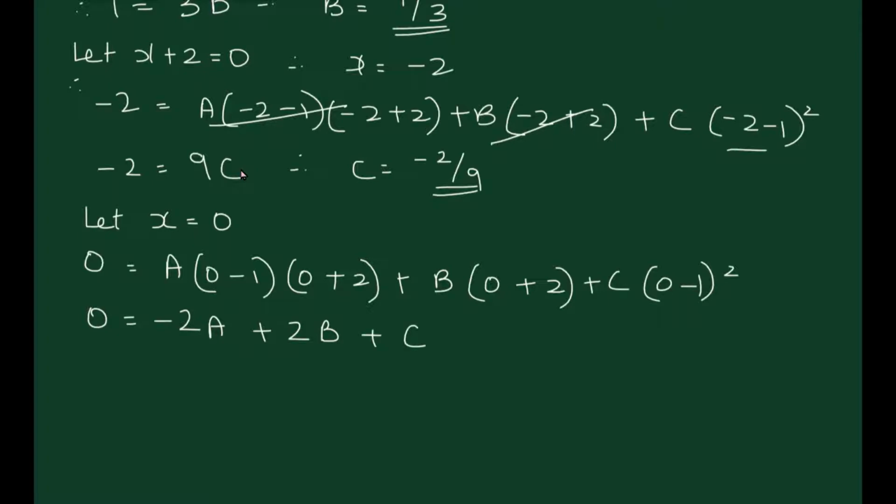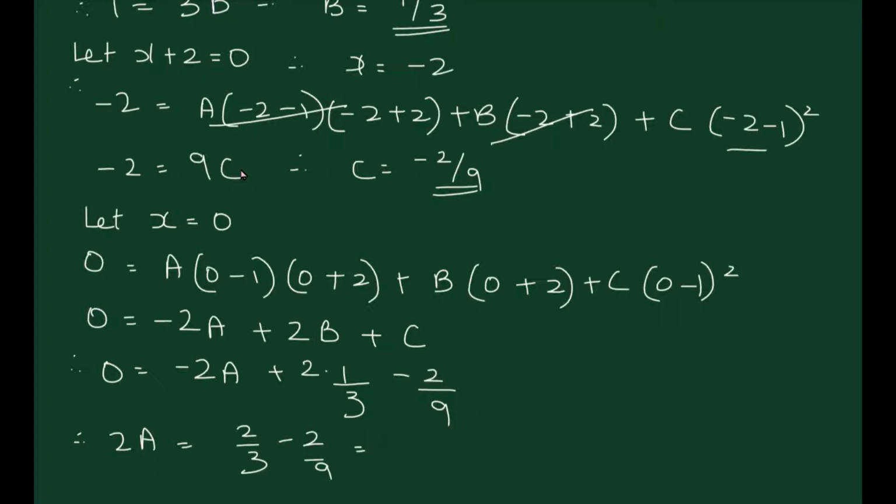Now here nothing went away, but we remember that the values for b and c we already know. So we get 0 is equal to minus 2a plus 2 into 1 upon 3, that is b is 1 upon 3, and c is minus 2 upon 9. Therefore, we bring 2a to the LHS, so minus 2a comes here and becomes 2a. 2a is equal to 2 upon 3 minus 2 upon 9. Now, upon equalizing the denominator by taking the LCM as 9, we get 6 minus 2 upon 9, because we multiply the first fraction by 3.